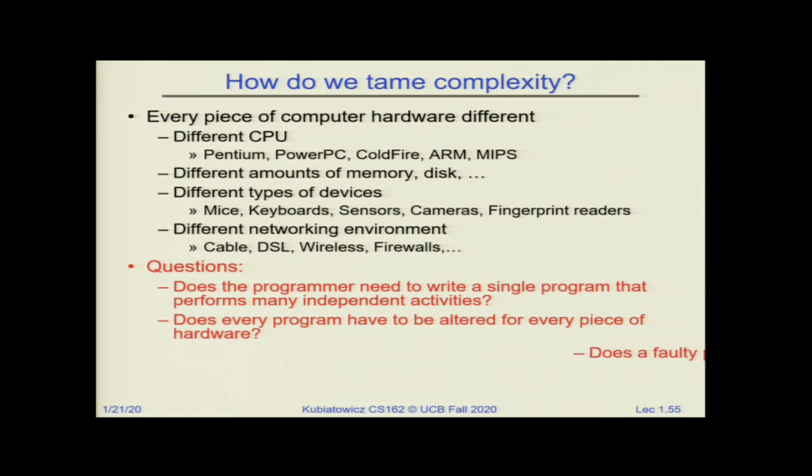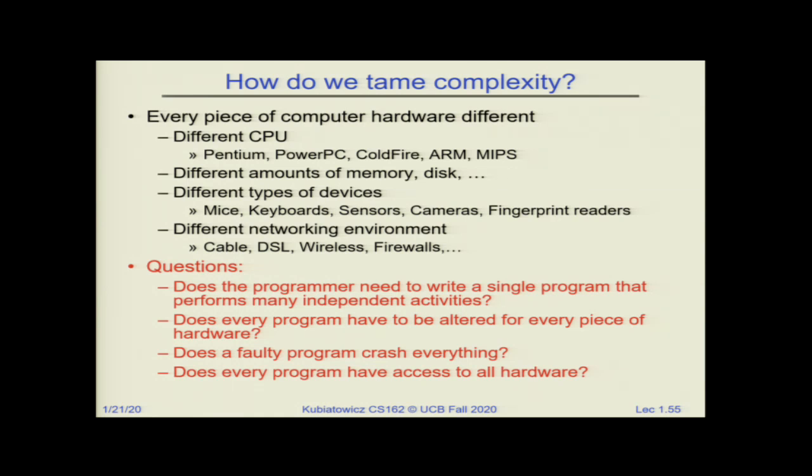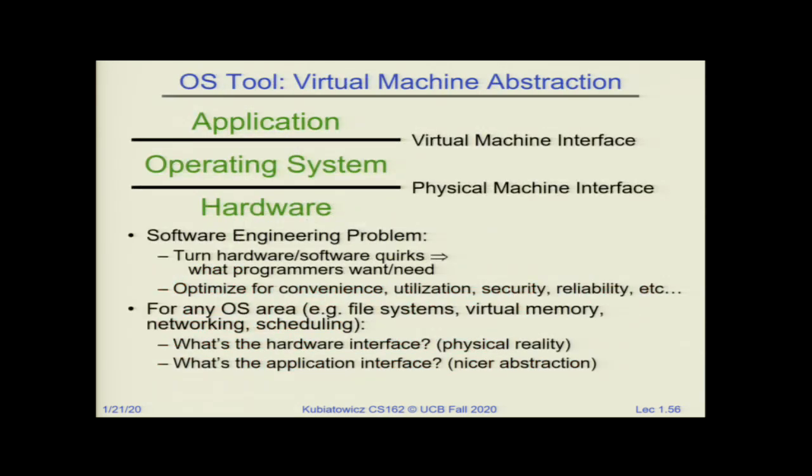And so really, does a faulty program have to crash everything? That also shouldn't be true. These are some of the complexity-taming questions that we're going to start asking. Does every program have access to all pieces of hardware? Probably not, right? That's a good way to cause things to crash. So from early on in this class, we're going to talk about this idea of a virtual machine abstraction, where the operating system hides the messiness of the hardware from the application. And that's going to be a meme. Okay, hashtag virtual machine. This is what we're going to do to try to make this work.